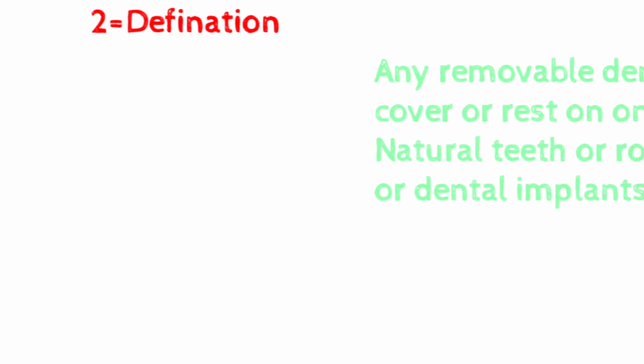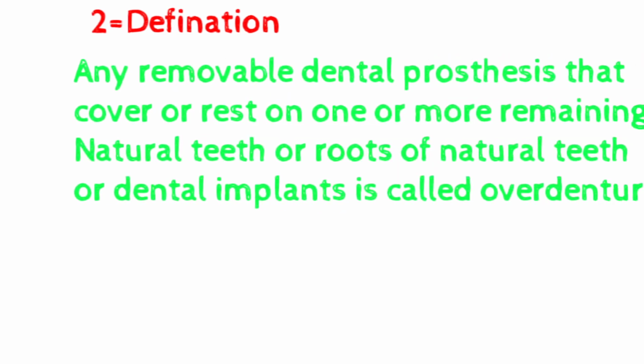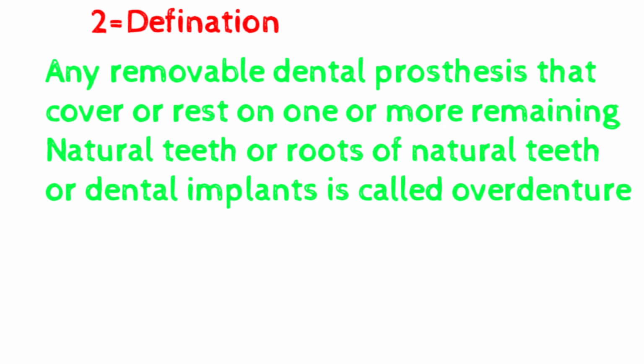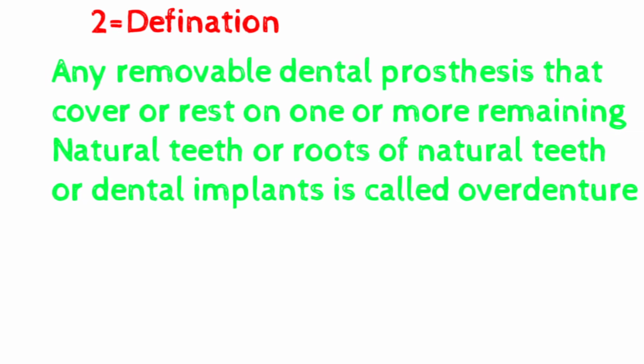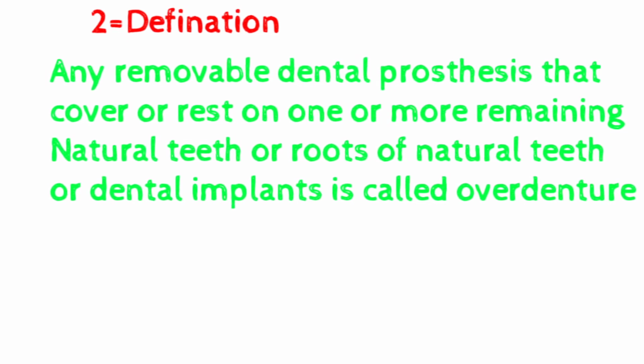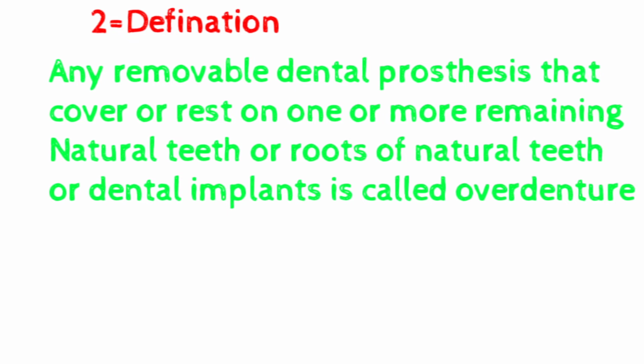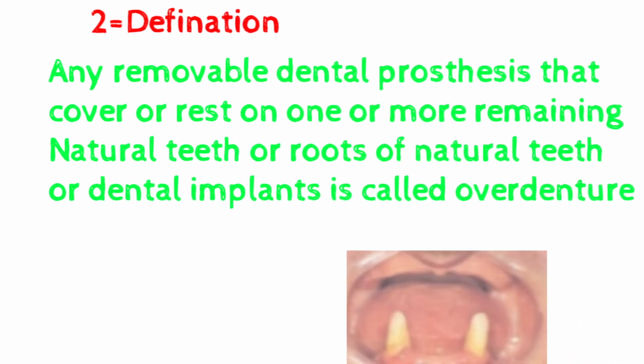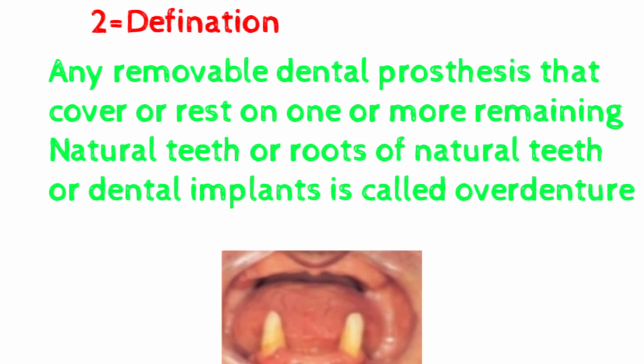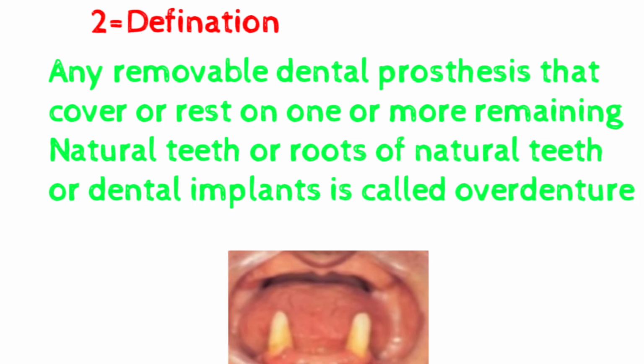In definition, how do we define overdenture? Any removable dental prosthesis that covers or rests on one or more remaining natural teeth, roots of natural teeth, or dental implants is called an overdenture. Now look at this diagram. In this diagram there are two natural remaining teeth of the patient. Now we do not extract these teeth, we make the denture above these teeth. This is known as overdenture, meaning above.